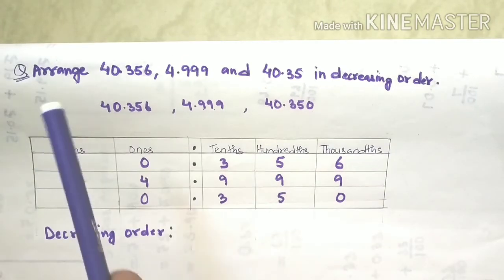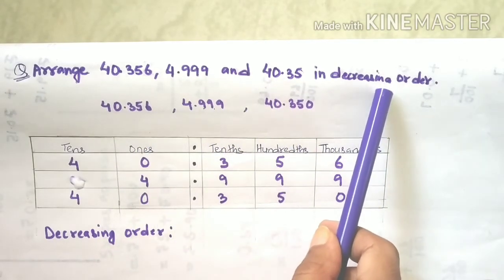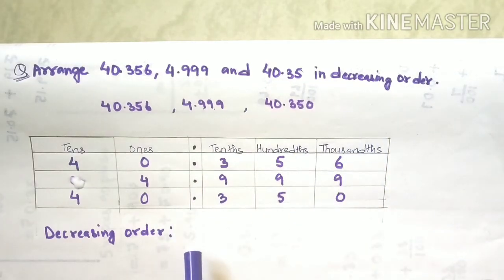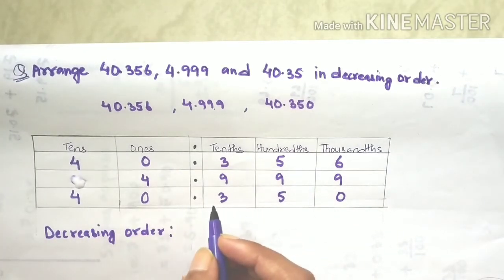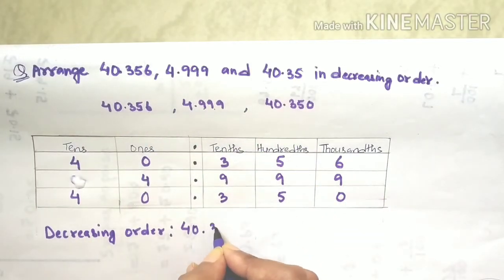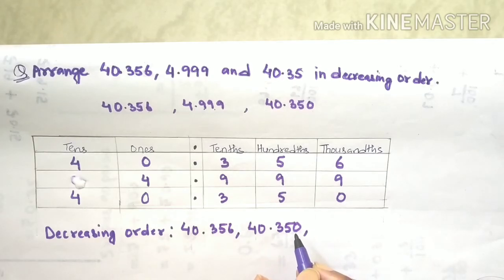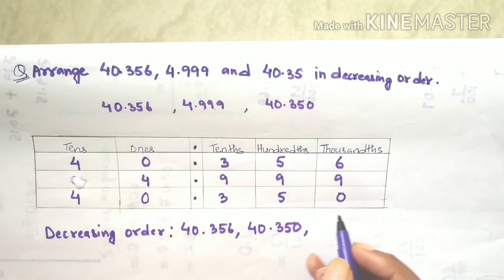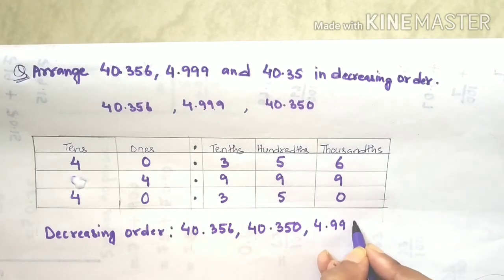Now students, since in the question we are asked to arrange the decimals in decreasing order, meaning big to small, we will first write the greatest number. So the greatest number among these decimal numbers is 40.356. Then we will write 40.350, and then the smallest decimal number among these numbers is 4.999.